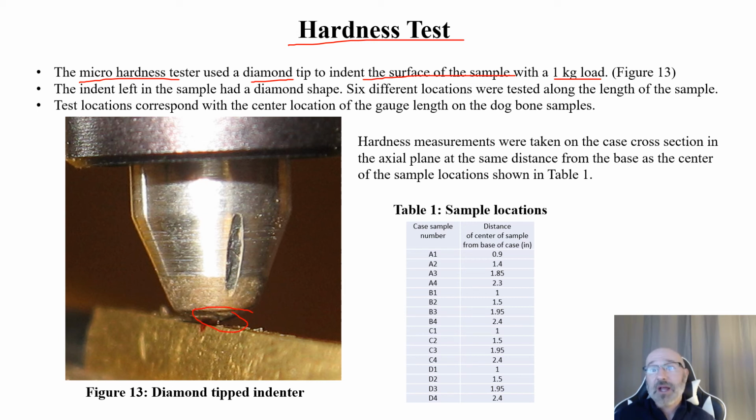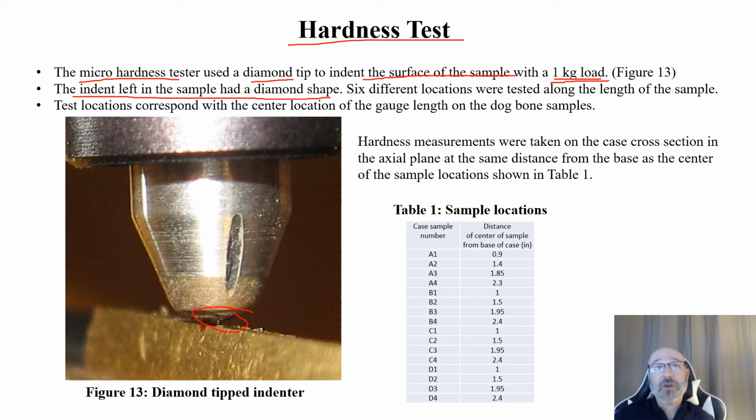This is why we couldn't use some of the Rockwell hardness testing machines that you guys have seen in your ME 124 lab that you've viewed right here. We really needed that very small tip to come down to leave the impression and the dent in that surface there. It's really nice that this already is set with a 1 kilogram load. So we know the exact loading of this right here from the machine right there. So the indent left in the sample has a diamond shape to it.